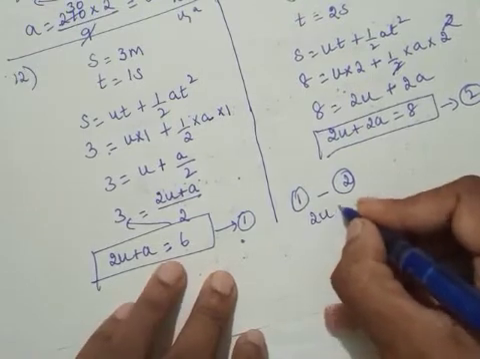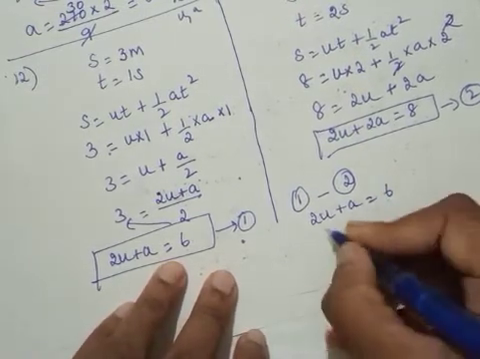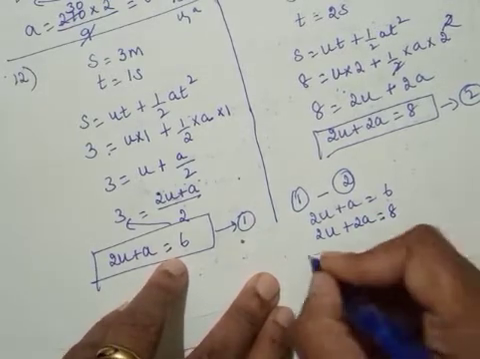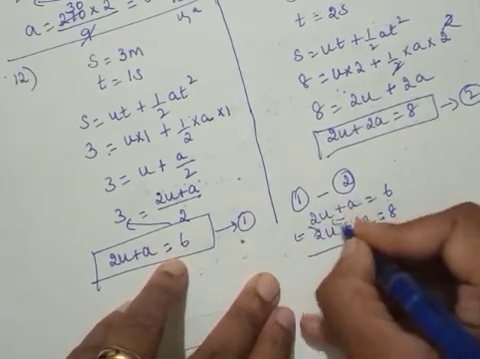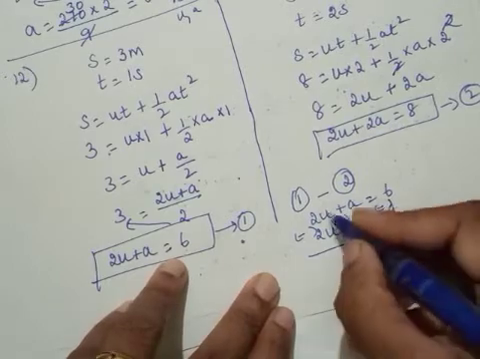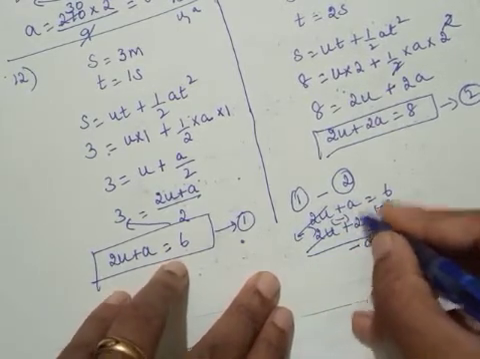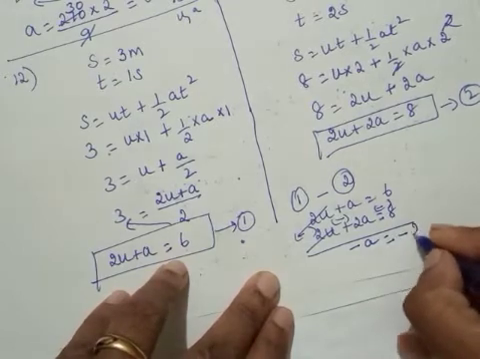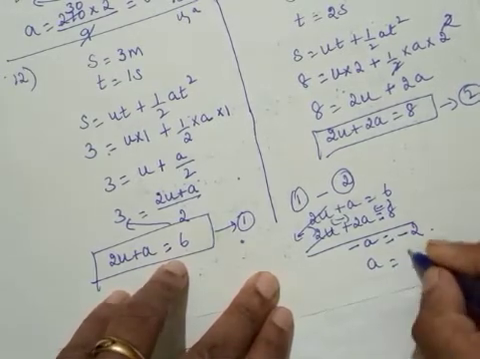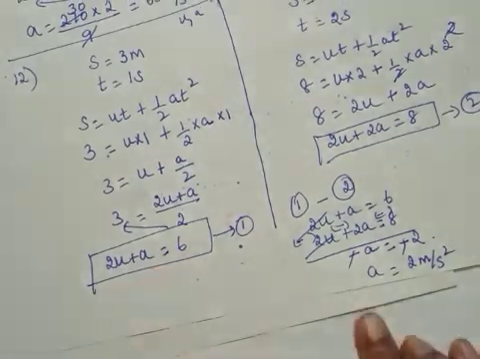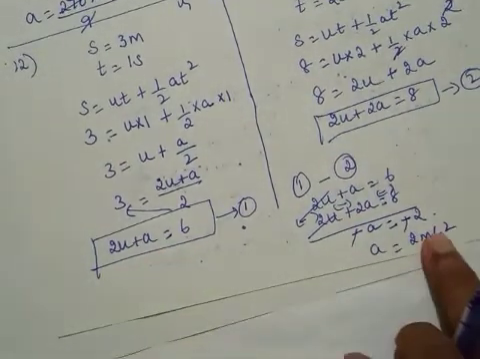So 2U plus A is equal to 6, and 2U plus 2A is equal to 8. Let us subtract. Let's change the sign. 2U will get cut. Minus A is equal to minus 2, or A is equal to 2 meter per second square. Minus and minus, the signs cut. A is equal to 2 meter per second square.